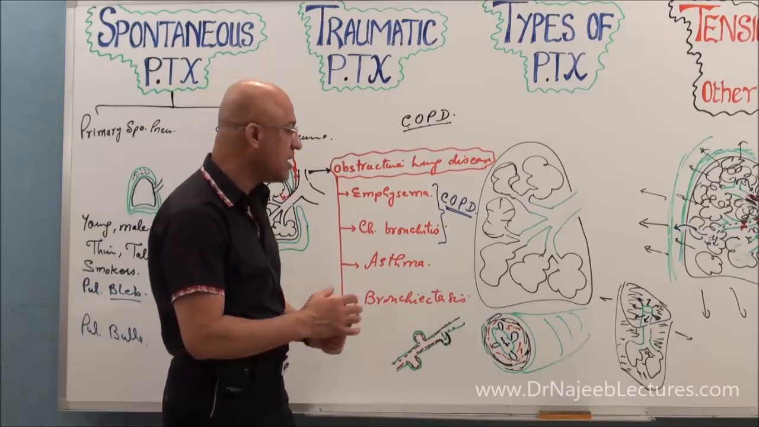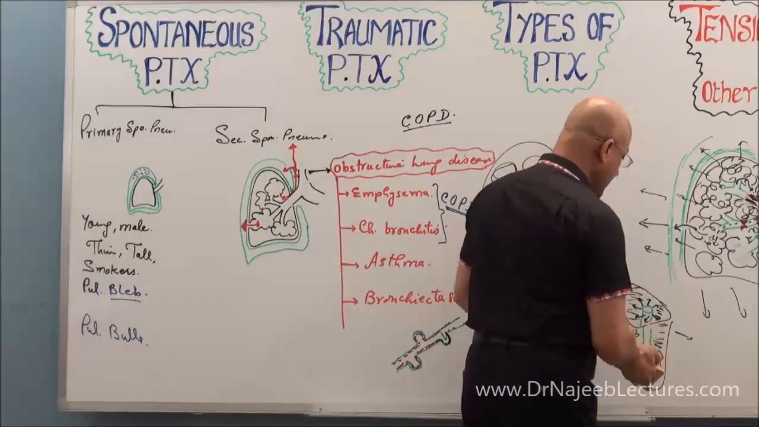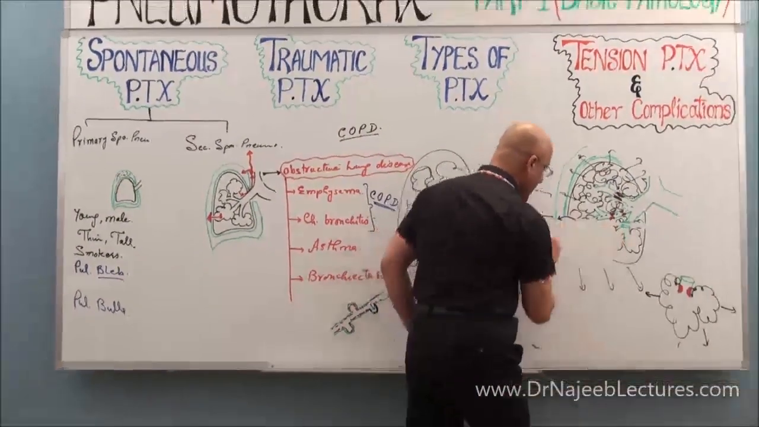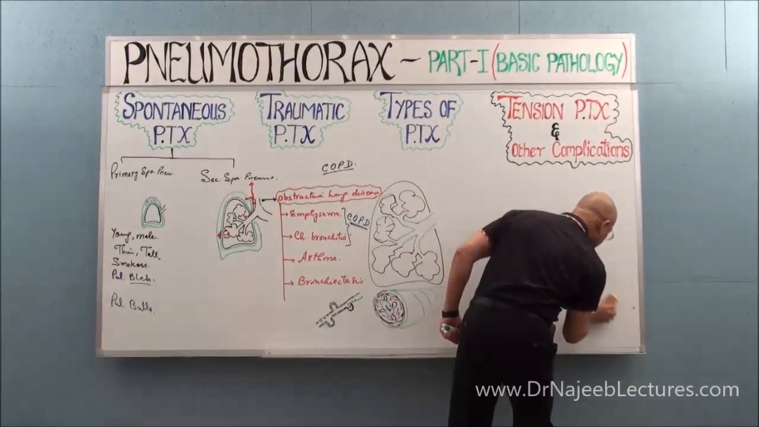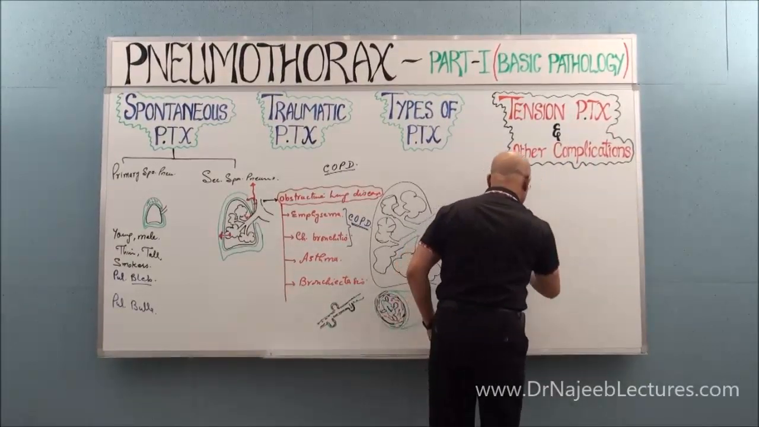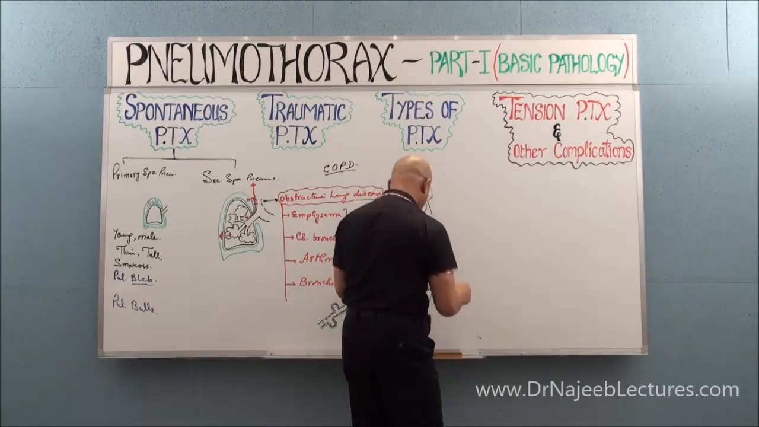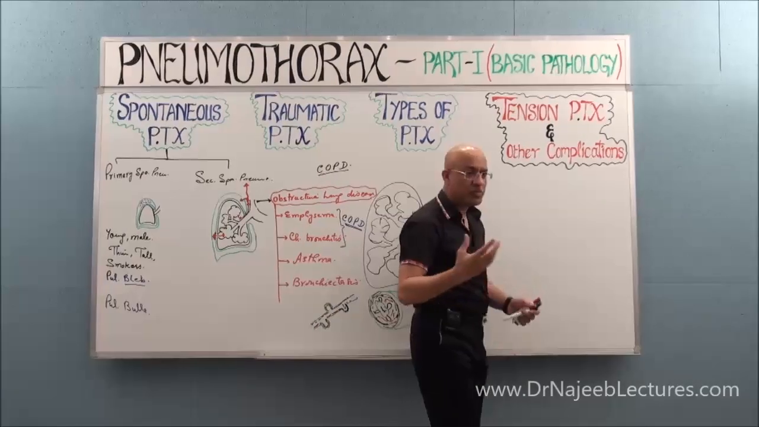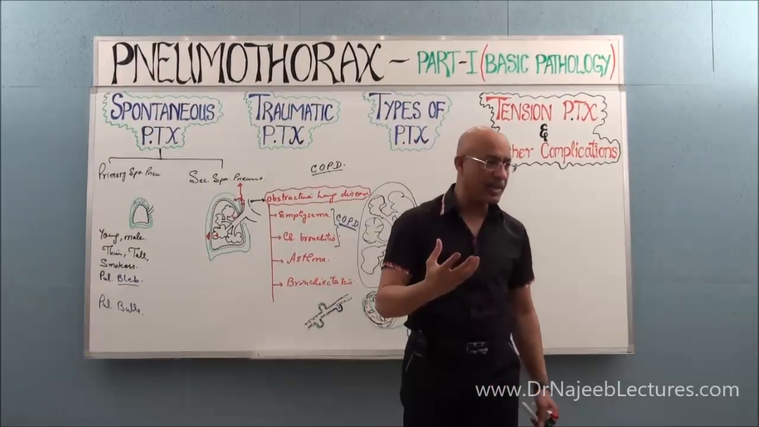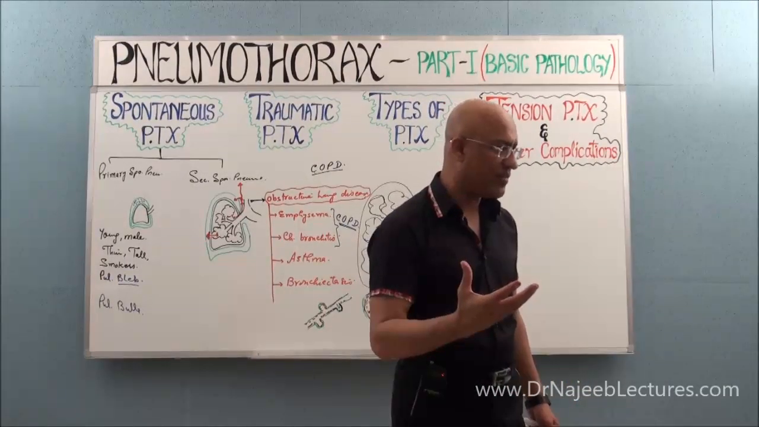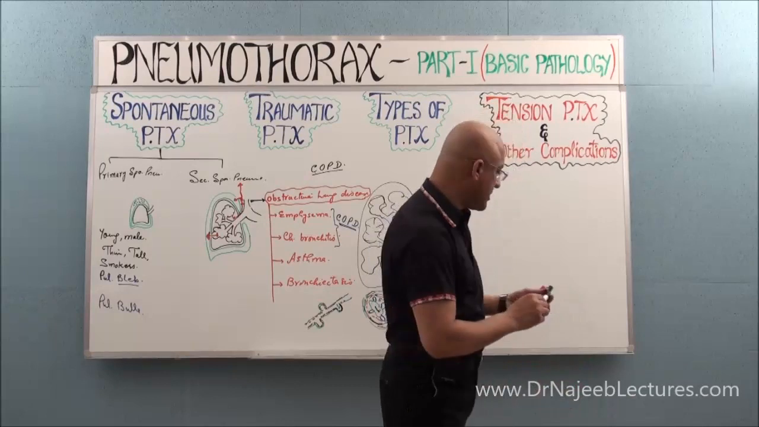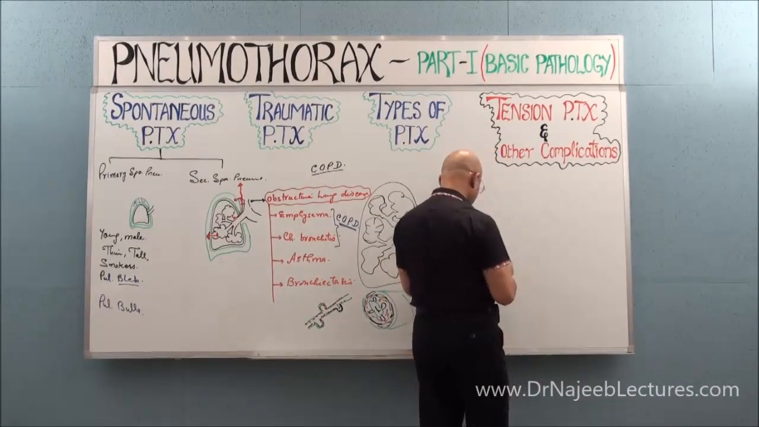Because emphysema is a disease related with distal air spaces. So what really happens in emphysema? The air spaces become enlarged, alveolar air spaces become enlarged, and their septa are destroyed. This is the basic pathology. Right? Again, let me explain.